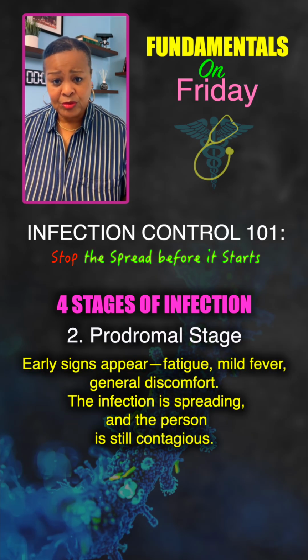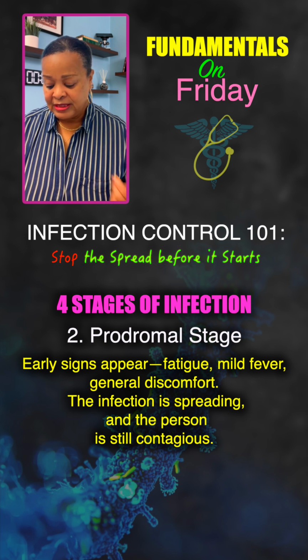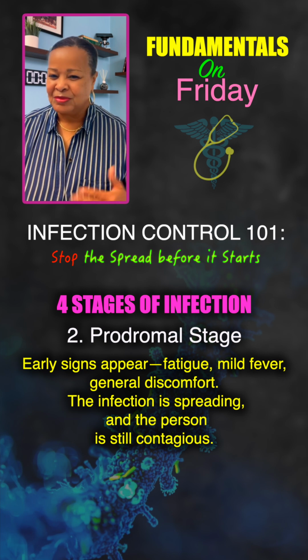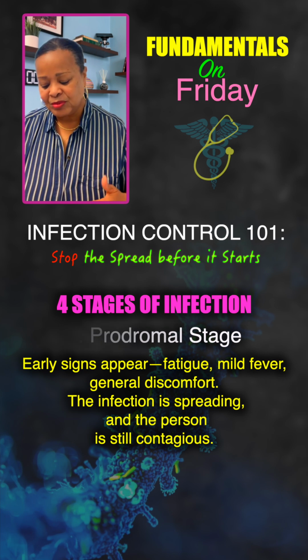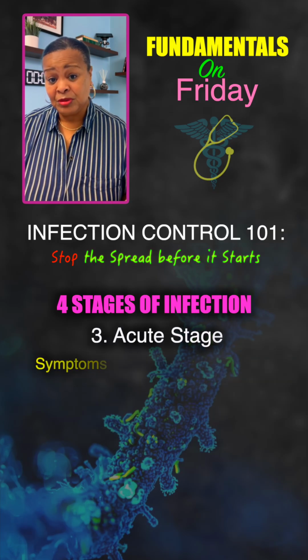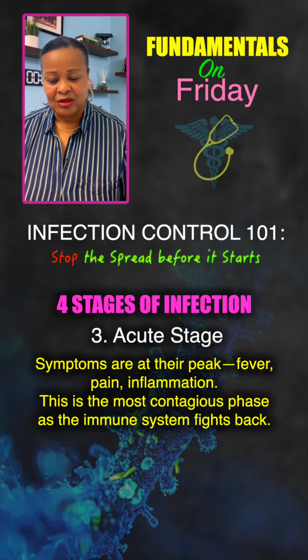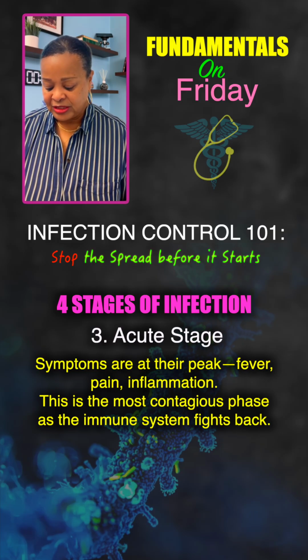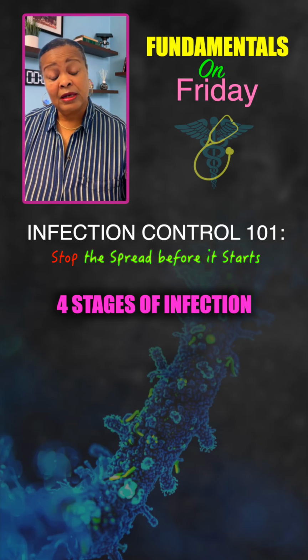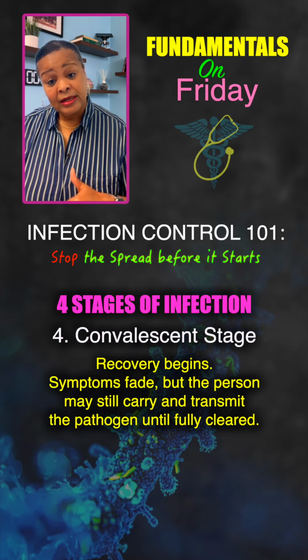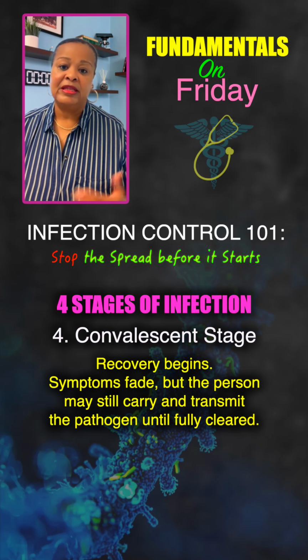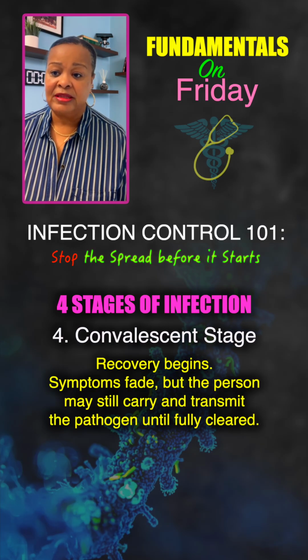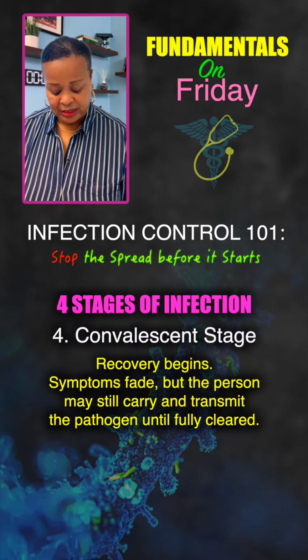We have the prodromal stage where people have vague symptoms like, oh, I'm a little bit more tired than I normally am. Then you have the full-blown illness, and that's when you actually have the cold, the flu, whatever the infection is. And then those microorganisms start to decline as we start to feel better, and then we go into a convalescent stage, and that is when we're actually recovering.